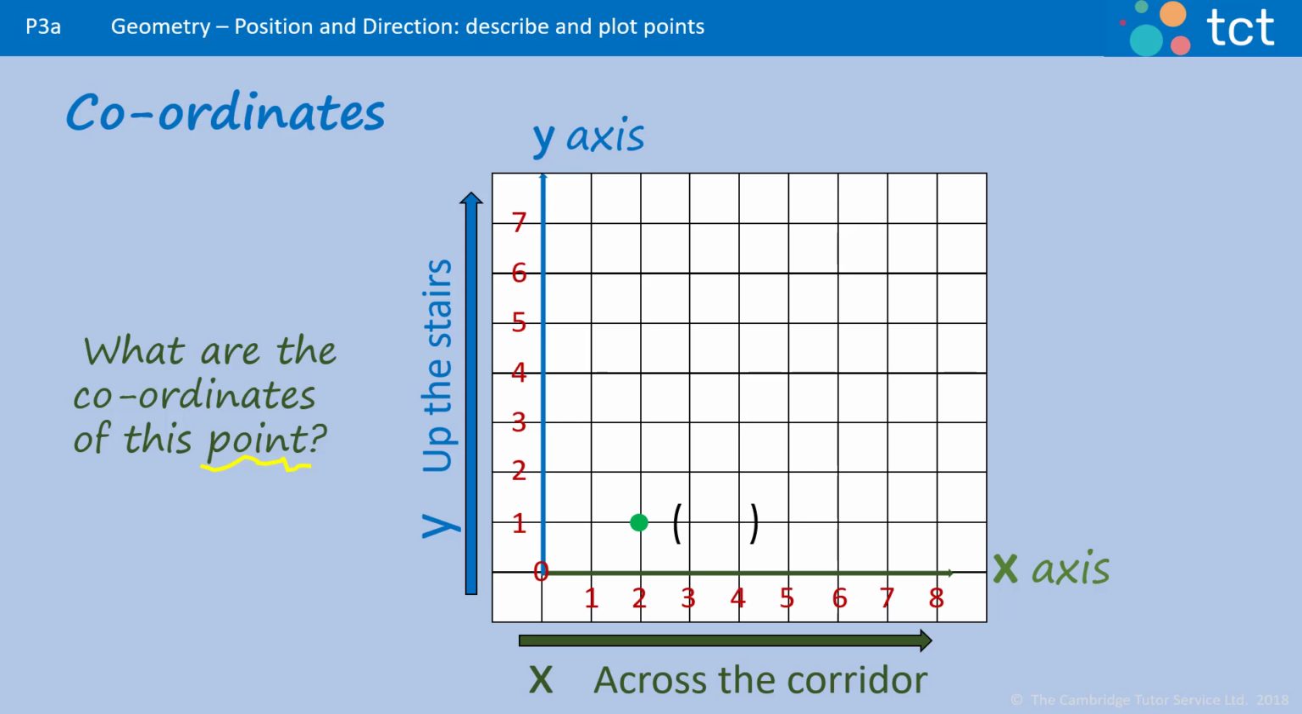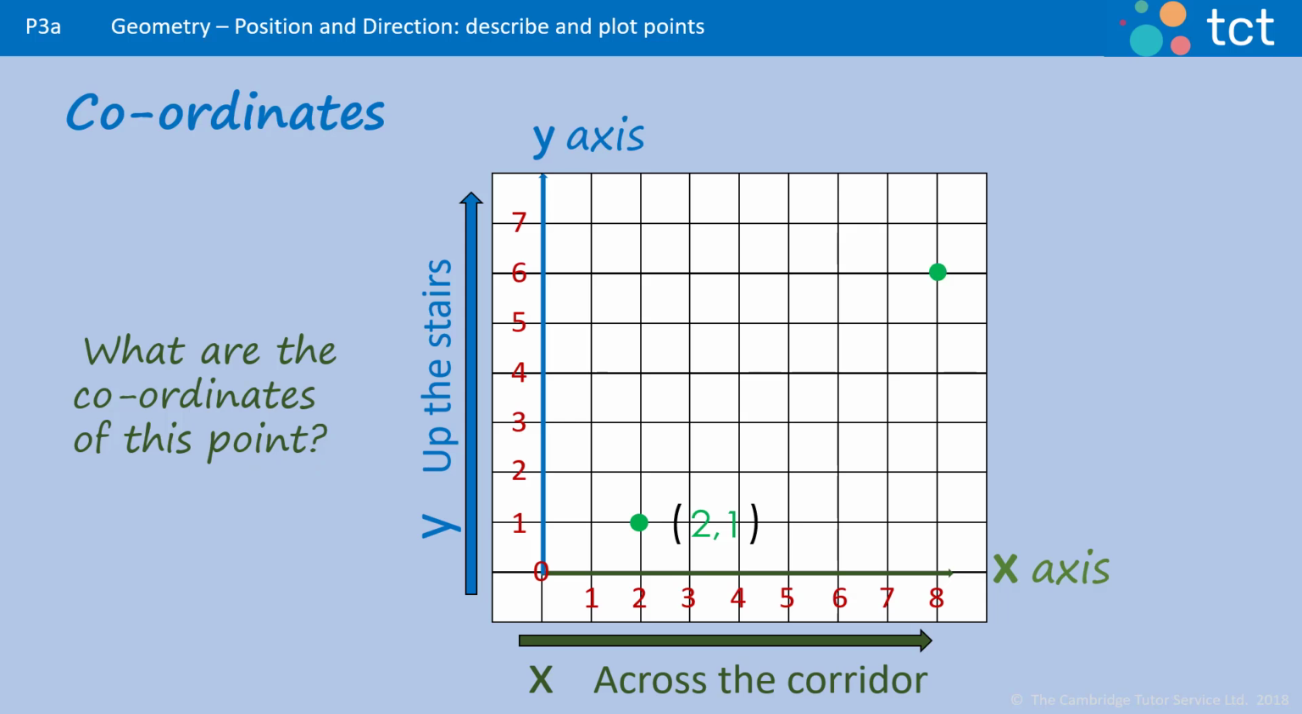So if we count across, starting with 0, 0, 1, 2, it's on the 2 on the x-axis. So the first number that we put in those brackets is 2, to say 2 across. We follow that with a comma, and then we put where it is on the y-axis. So if we count up where that dot is, going up the y-axis, 0, 1. So it's 2 along and 1 up. The coordinates are 2, 1.